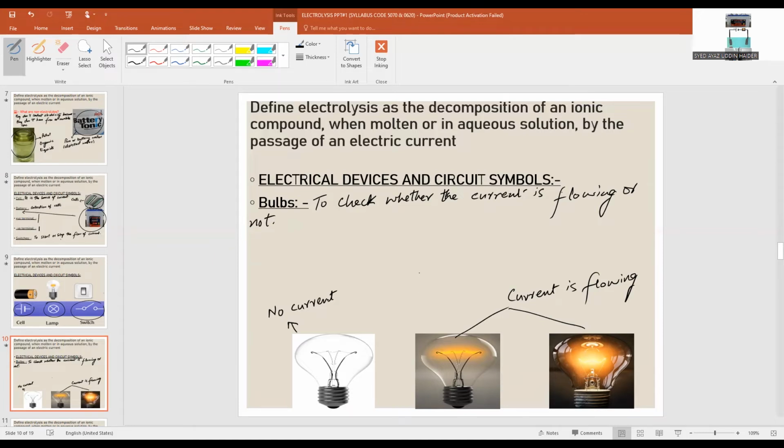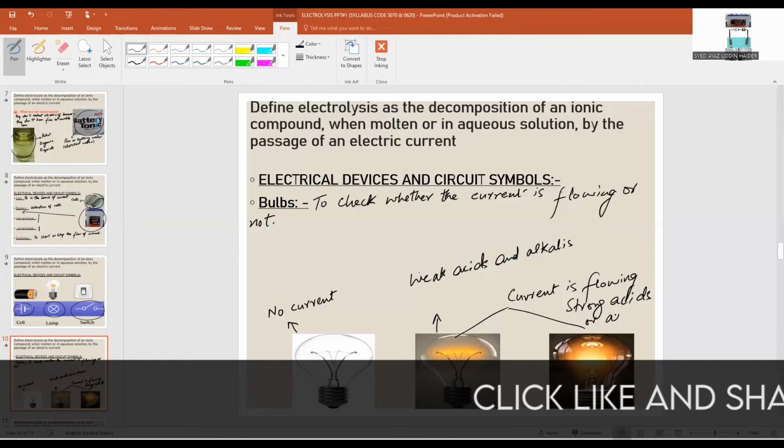The brightness of light in the bulb also indicates whether there are maximum or minimum ions in the solution. For instance, in case of weak acids and alkalis, the brightness will be dim like this. But in case of strong acids and strong alkalis, we have bright light.